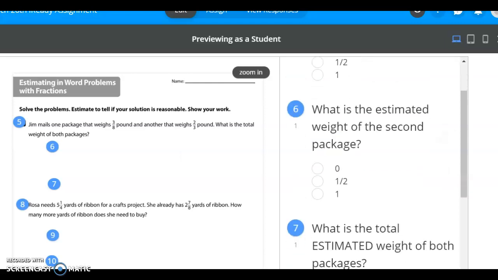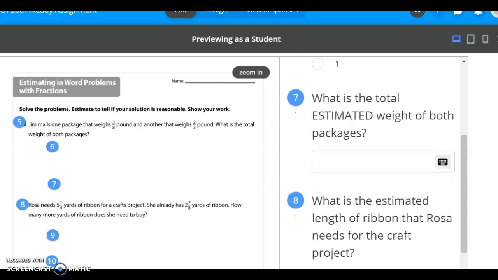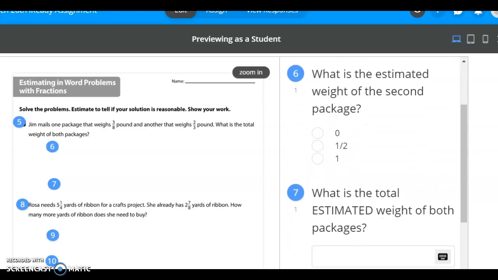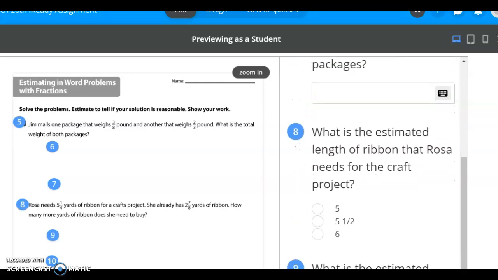All right, so you should be able to solve that second one. Then you should be able to estimate the 2. And then I do not see a place for you to solve it. So you do not need to solve it. You just need to move on to number 8.